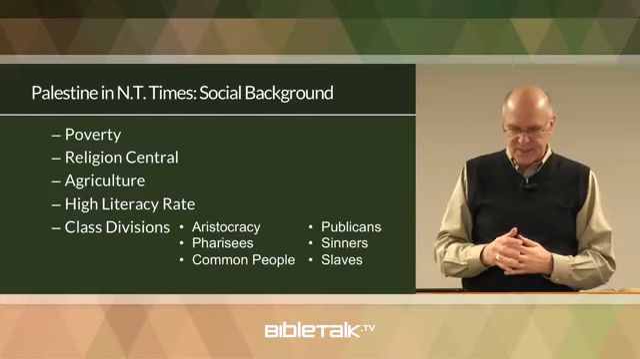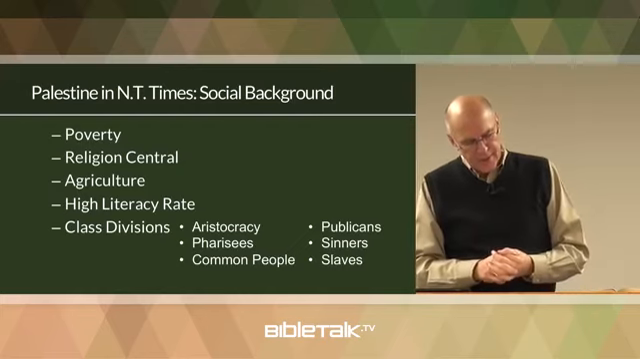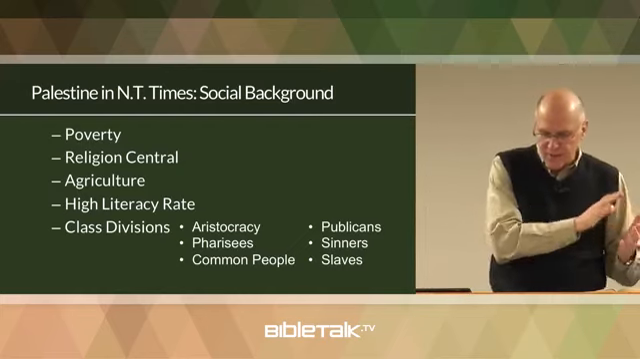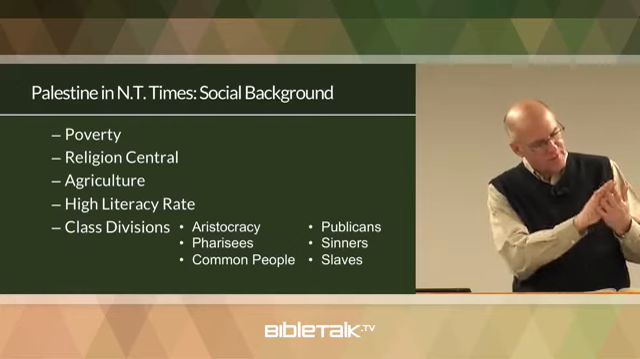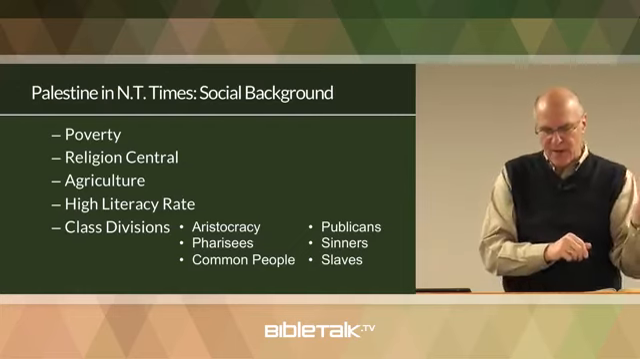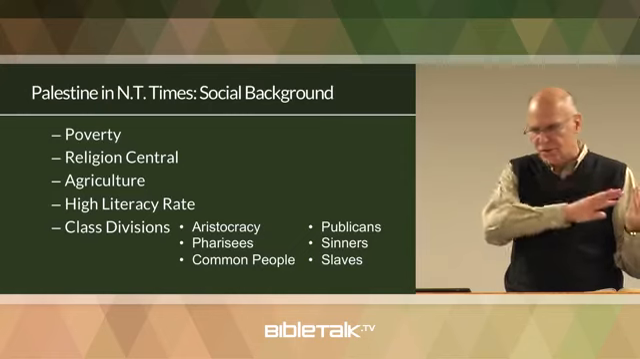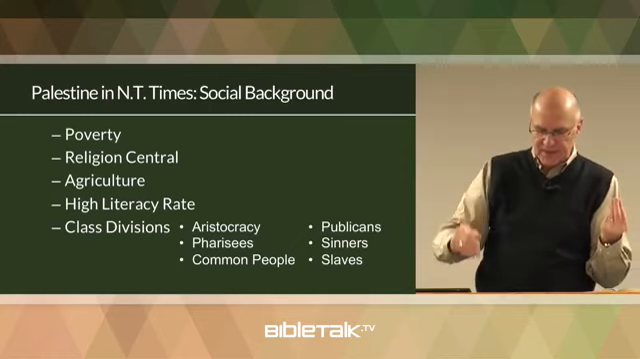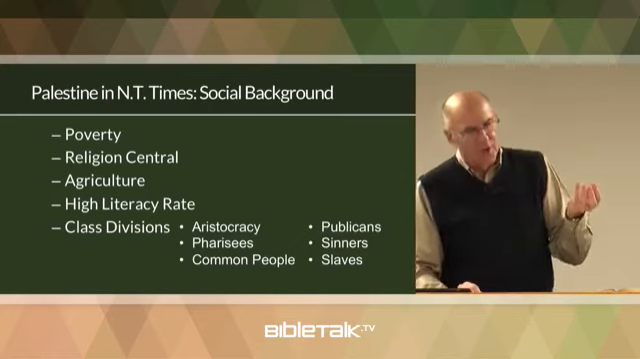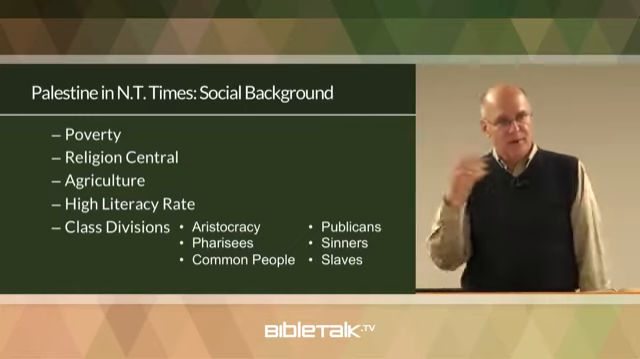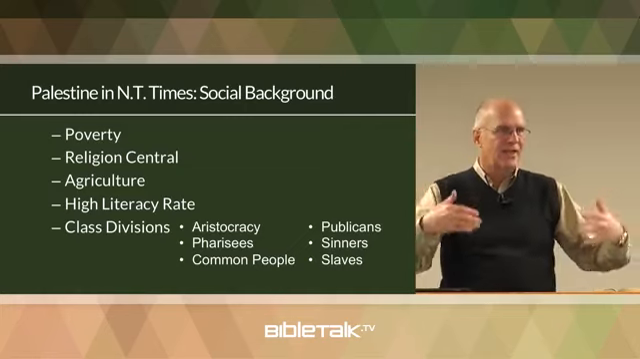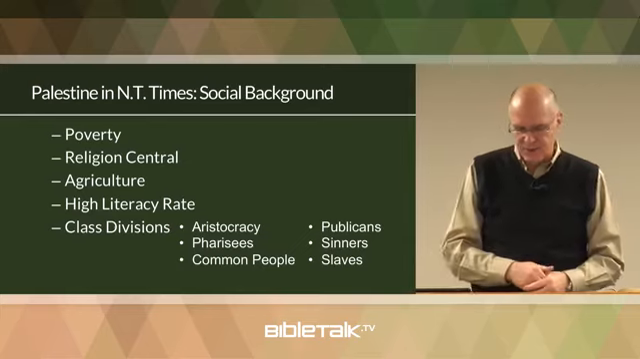The aristocracy, as I say, were the priests, and the priests only believed in the Pentateuch. In other words, they only accepted the first 5 books of the Bible as inspired. They didn't believe in angels, they did not accept the prophets, nothing like that. They were conservative religiously, but they were liberal socially. They accepted a lot of Greek ideas and so on and so forth.